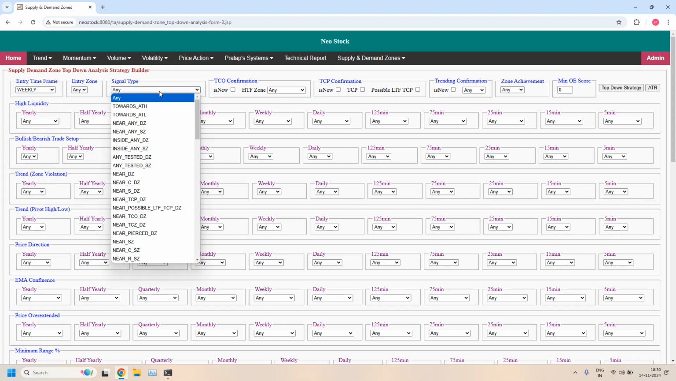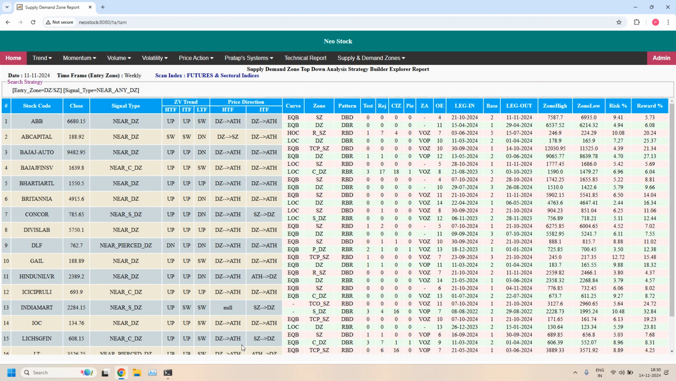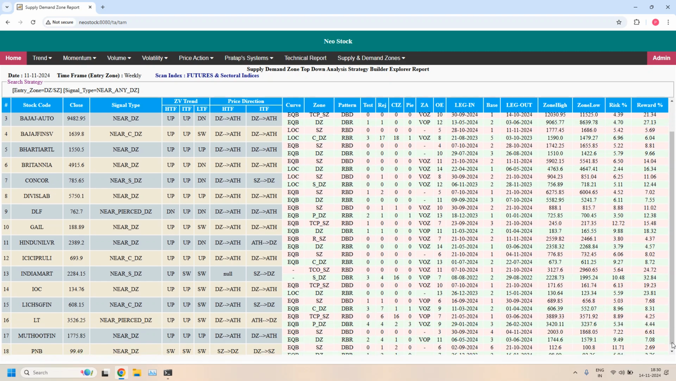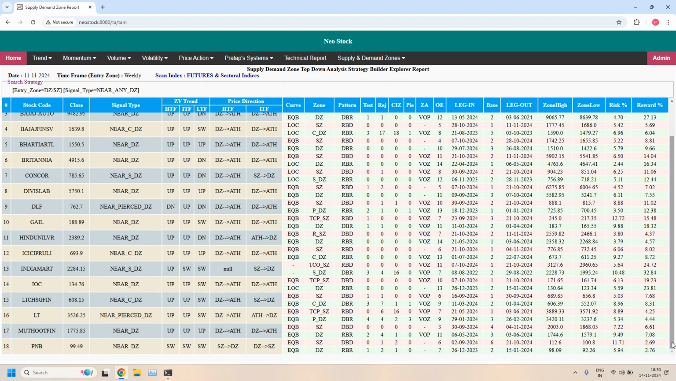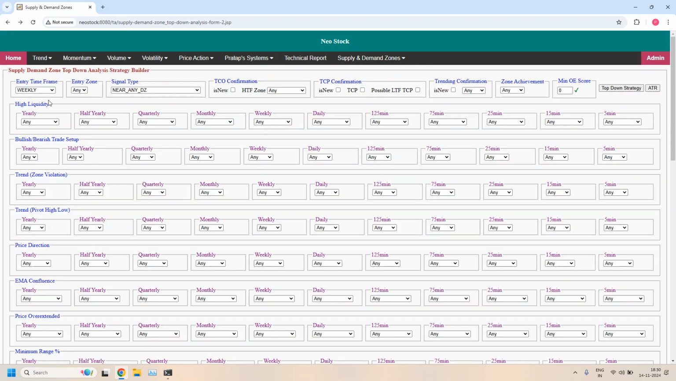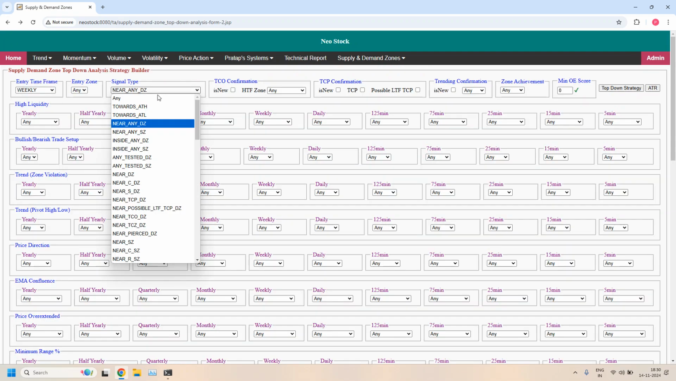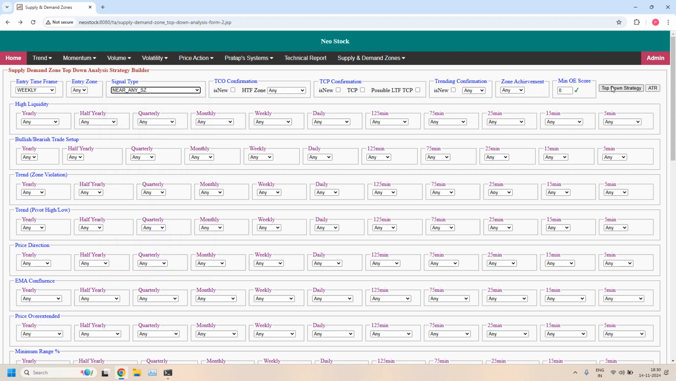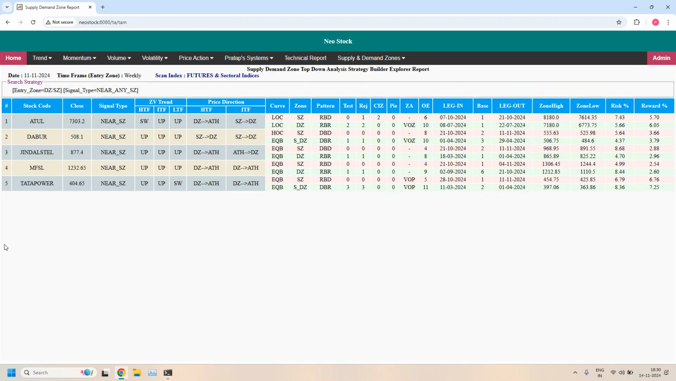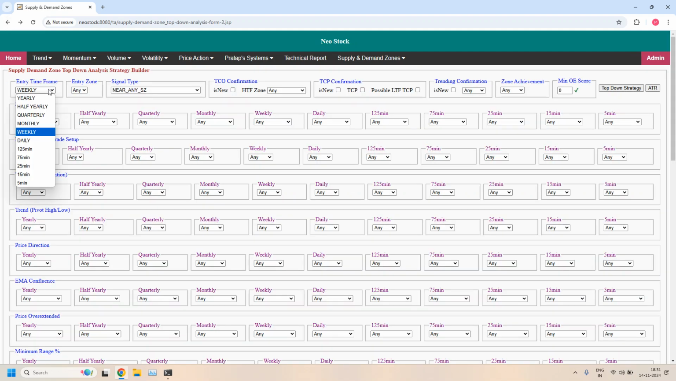Let's find the stocks near weekly demand zone. So first 15 weekly demand zones. Scrolling the list down. So total 18 weekly demand zones are filtered near the weekly demand zone. Next, for weekly time frame, let's find the stocks where price is near to the weekly supply zone. So 5 stocks are filtered.